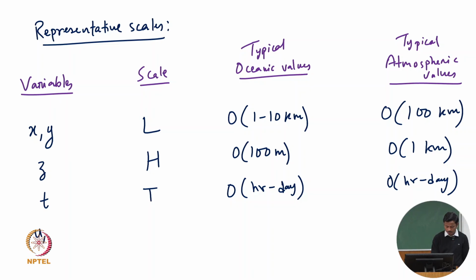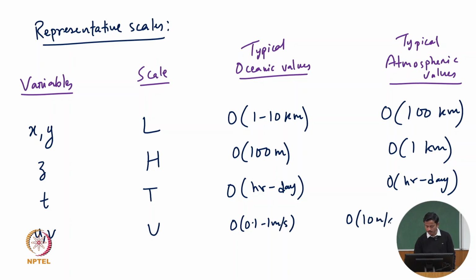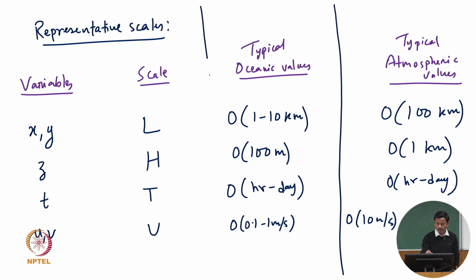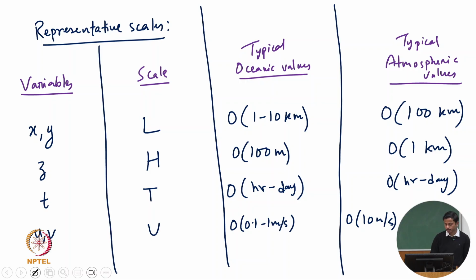So once we have the coordinates and the time, we can define u and v. u and v are the velocities in the x and y directions, and a representative scale is capital U, and typical values in the ocean are order 0.1 to 1 meters per second. These are again representative values, and for atmosphere this is order 10 meters per second. So I'm just deviating from my column here. It's better to draw a line. Okay, so typical ocean processes happen within this range of 0.1 to 1 meters per second, whereas atmospheric processes happen in the range of 10 meters per second. These are again representative values.